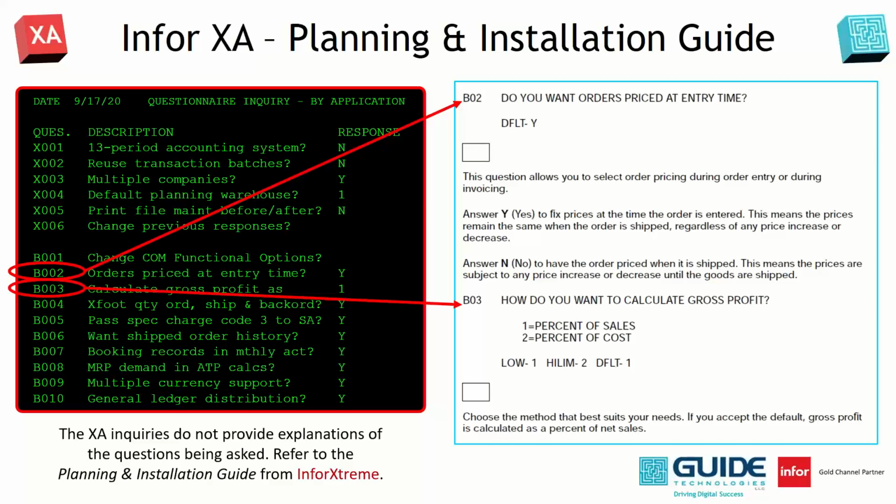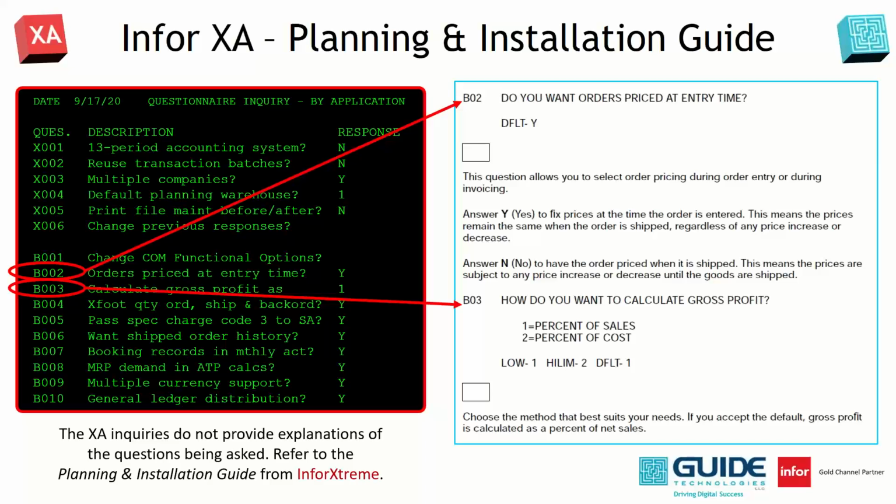Now, when you look at it on the green screen, literally you got 5 words. Order priced at entry time. Yes. There is not a lot of description that shows up in the green screen as to what the questions are. On the right side of this right now, I am showing you what is in a manual. It's on Infor XA called the Planning and Installation Guide. If you go to XA CrossApp, the Planning and Installation Guide is a description of all the questions, besides some other implementation functions, that are in XA. And you can see it goes through much more detail. This question allows you to select order pricing during order entry or during invoicing. Answer yes to fix the prices at the time the order is entered. You can read the screen. I'm not going to read the whole screen.